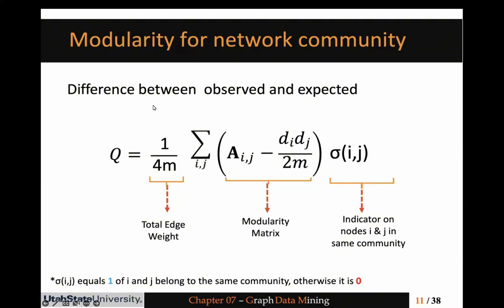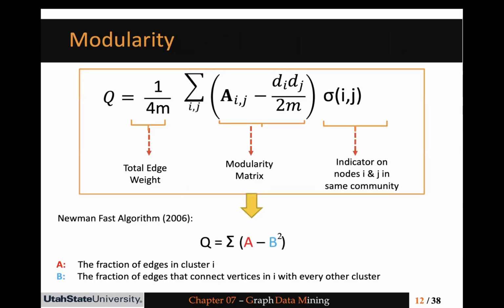So the first factor is just a normalization factor. As I said, it's the total edge weight that we have here. The second factor is the actual modularity matrix, which is the actual minus the expected, and the right-hand side here is an indicator variable, which is either 1 or 0, for the case of finding modularity for only nodes that belong to the same community. Okay, so this is good.